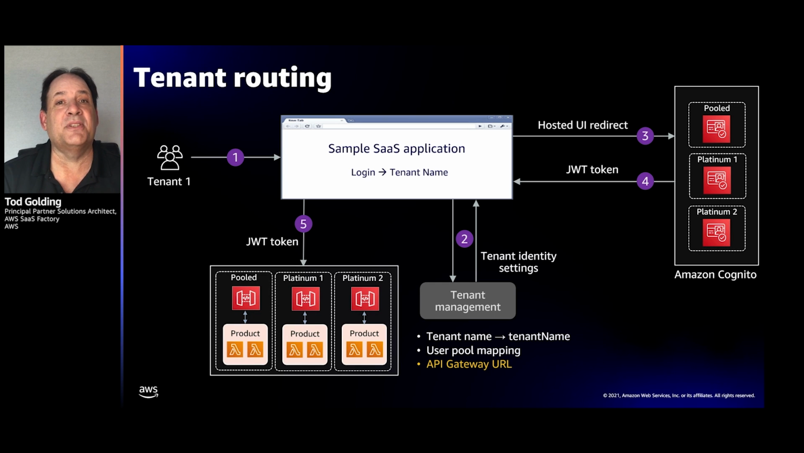So here I've got platinum stacks and the pooled stack. I need to know where to send that workload. And here, based on that configuration information, I can figure out how to send that. So you can see here, the routing has a lot of dimensions to it, right? And it's all driven by this configuration information that's in tenant management.